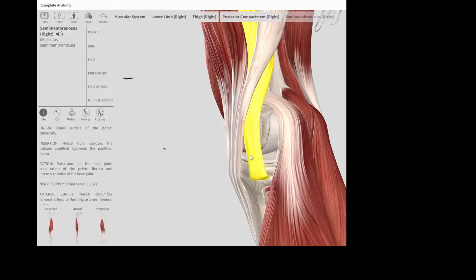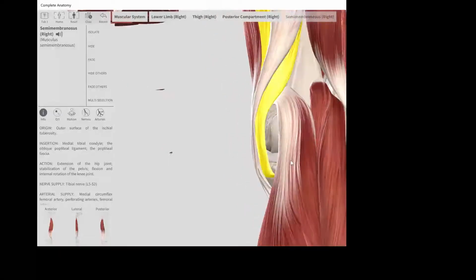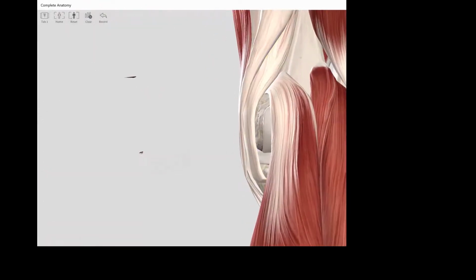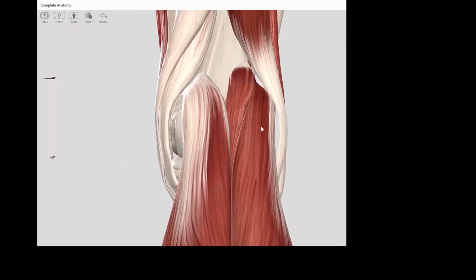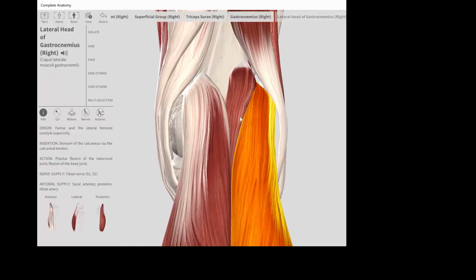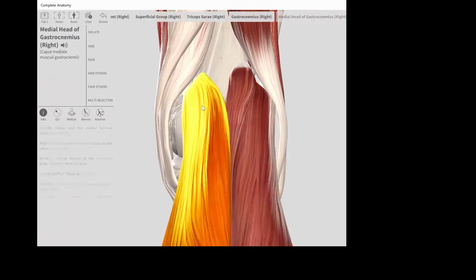So it's technically not part of the Pes Anserine tendons and inserts pretty far posterior medial on the tibia. Okay, continuing posteriorly, let me slide this over. A couple of important structures that you should be aware of in the back of the knee are the gastroc muscles, right? Or the lateral and medial head of the gastrocnemius.